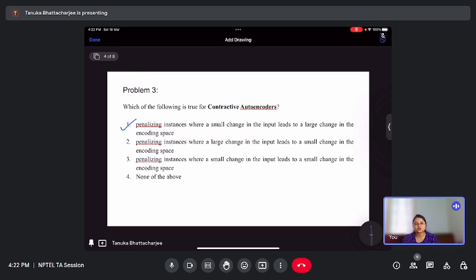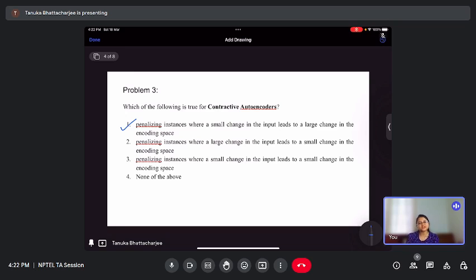So in case of contractive autoencoders, what we want is, whichever inputs are similar, those should lead to a similar representation at the hidden layer. So whatever is the input representation, if we make a small change to it, so those two representations are kind of similar. Those two should lead to similar latent representations at the hidden space. So if there is a small change in the input, a small change should happen in the latent representation also, in the encoding space also.